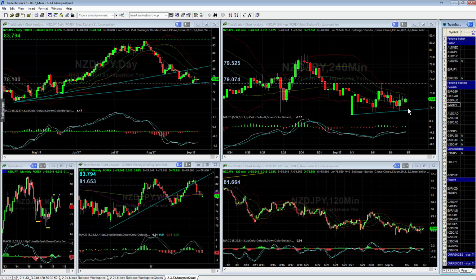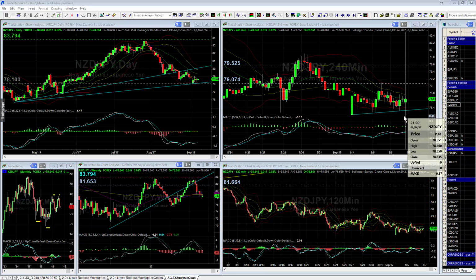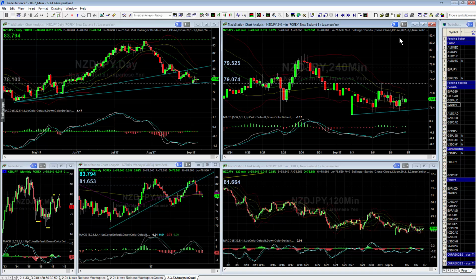So watch for that one to break lower in alignment with breaking through this support. It's got to go a little bit further below to get to that 78.1. So keep that one in mind.